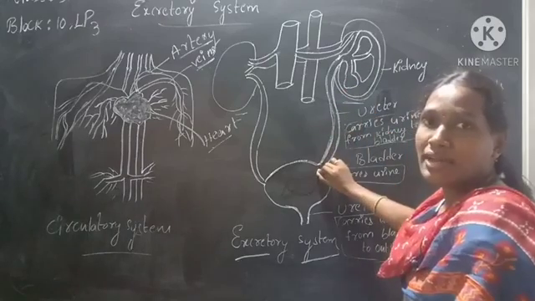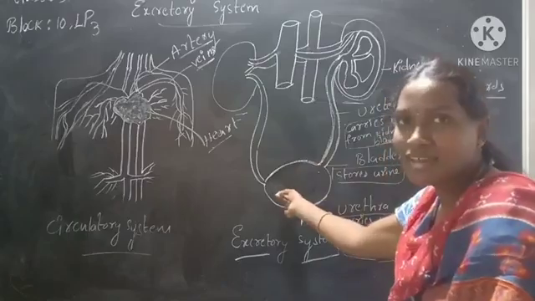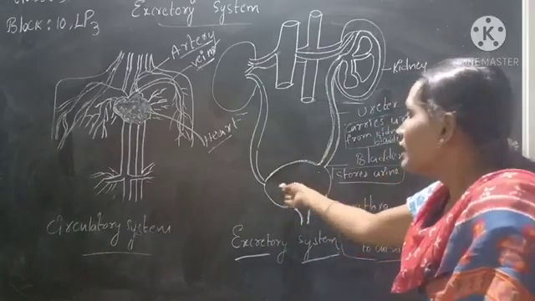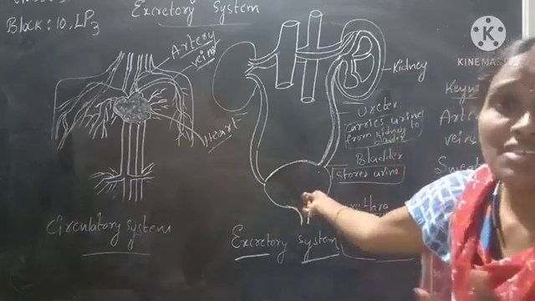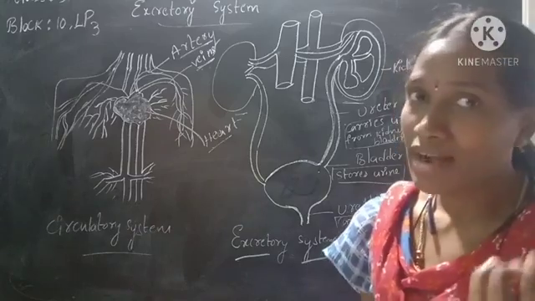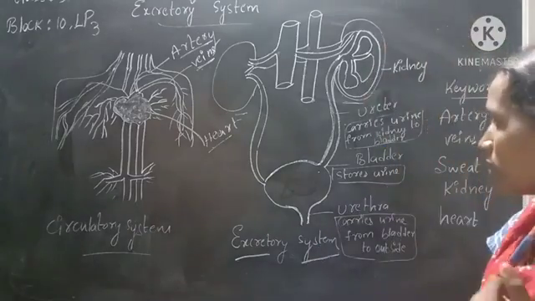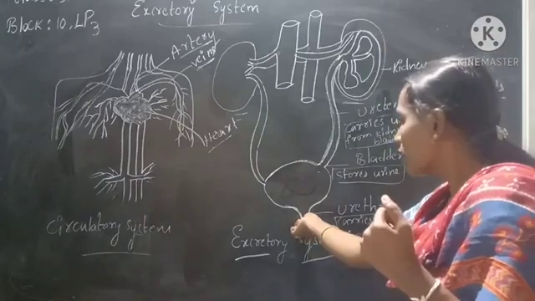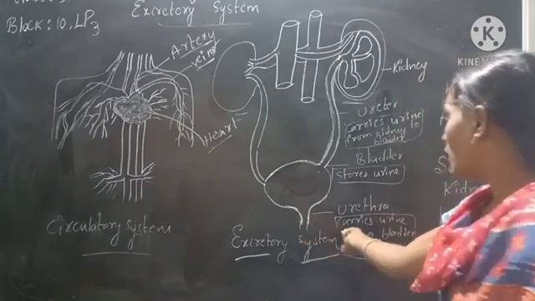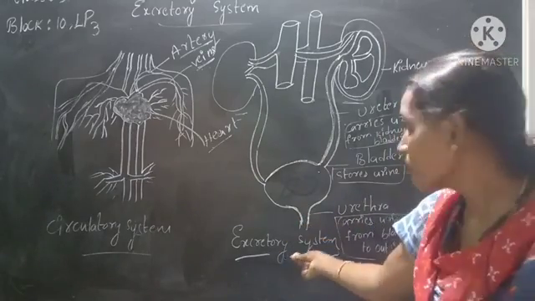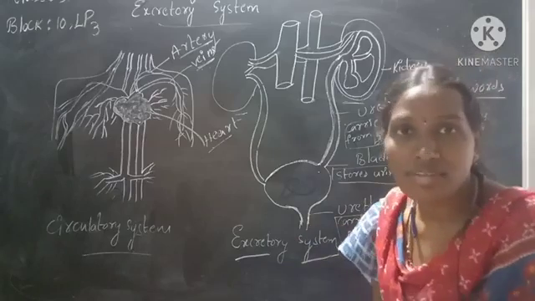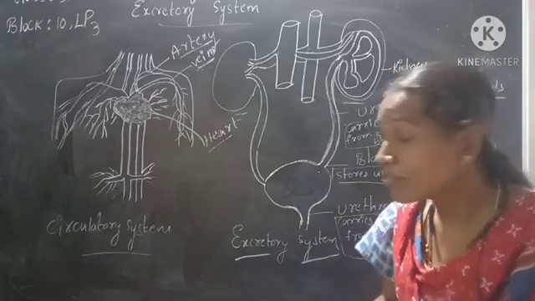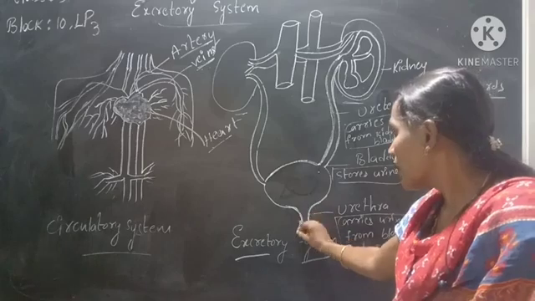This is a ball-like structure, no? This is the bladder. The bladder can store the urine. And this is the urethra. The urethra carries urine from the bladder to outside. The urethra sends the urine from the bladder to outside.